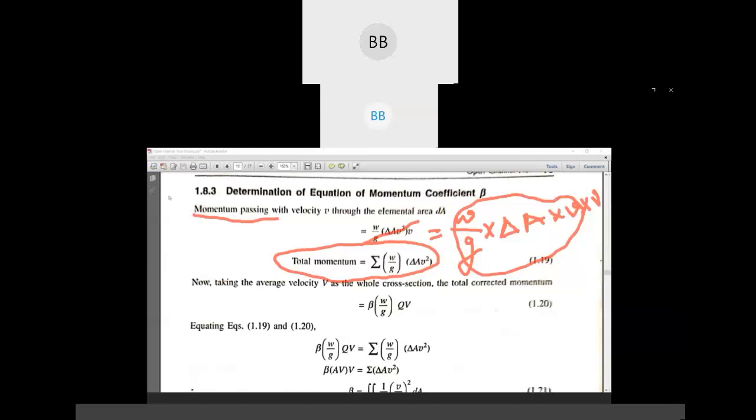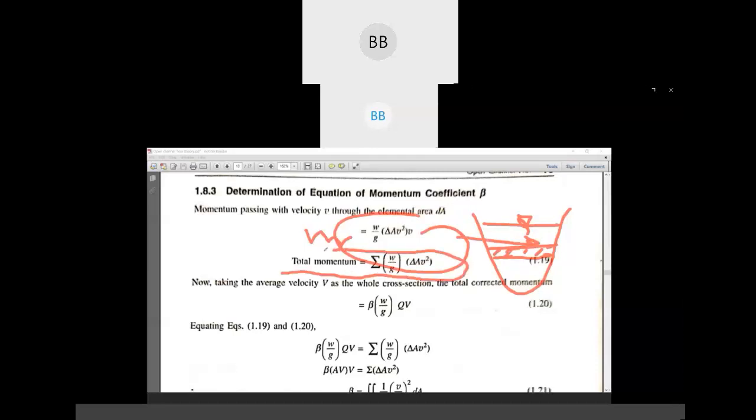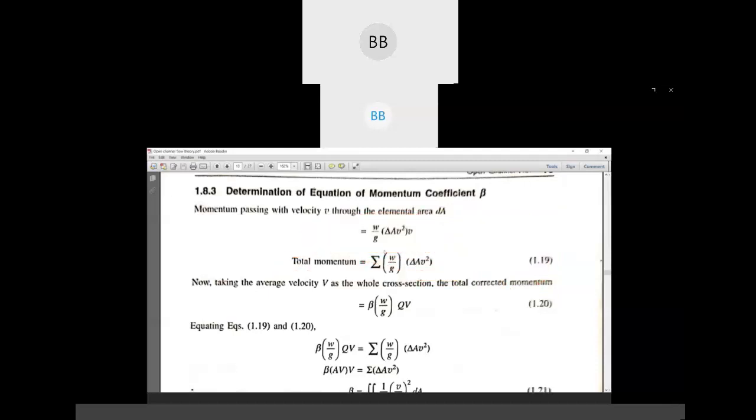This momentum that we have calculated is only for the small elementary area. Whatever momentum we calculated is only for this particular area. So for the total momentum, we again have to take integration or summation. These things are very similar to the alpha derivation. This is your total momentum.